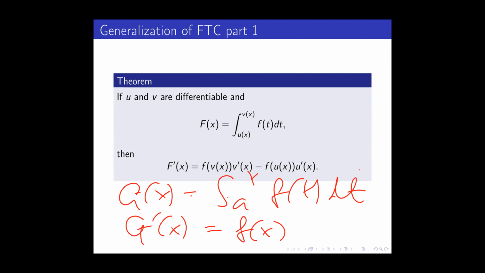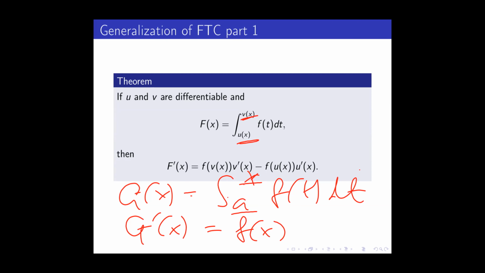And now this generalization here is for the limits of the interval. You don't necessarily have to have the lower limit be a constant, and the upper limit doesn't have to be exactly x. It can be a function of x. The same holds for the lower limit. You can make both the lower and upper limits a function of x. Then there's still a very nice formula for the derivative.